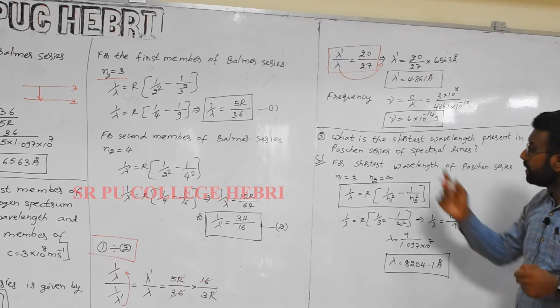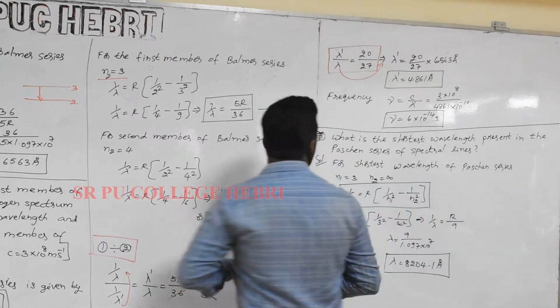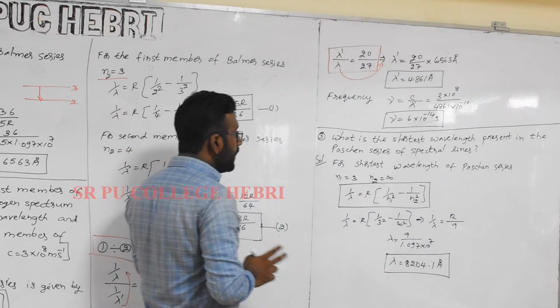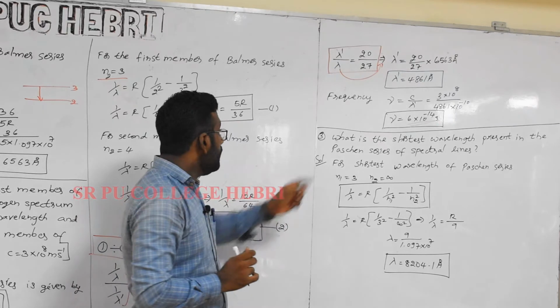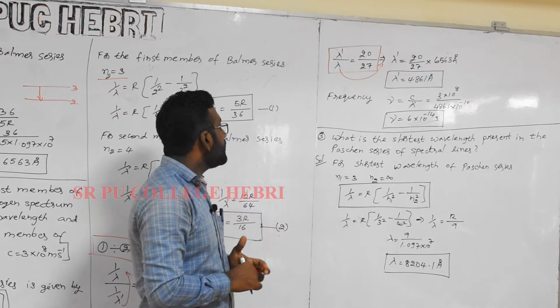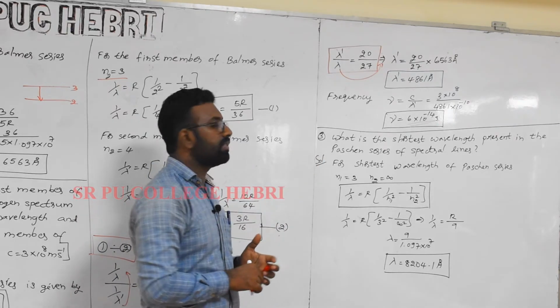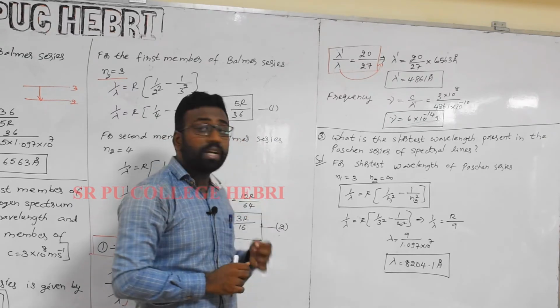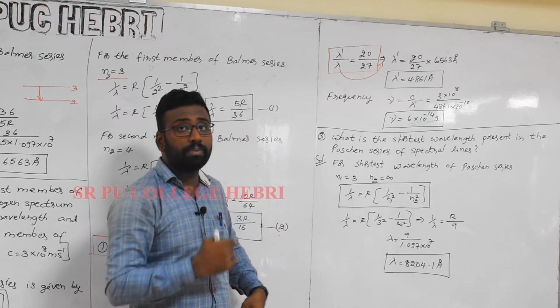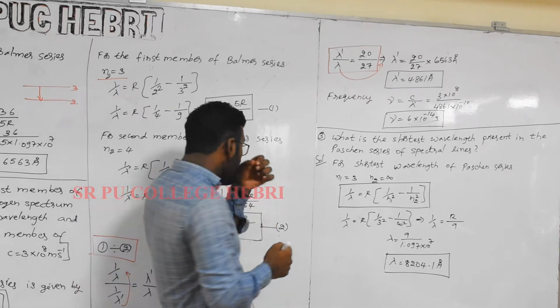We will move on to the third problem. These two problems, the first one and the second one, are very, very important. Third one: what is the shortest wavelength present in the Paschen series? So you know what the Paschen series is, correct? Where do you get the Paschen series? After Balmer, correct?